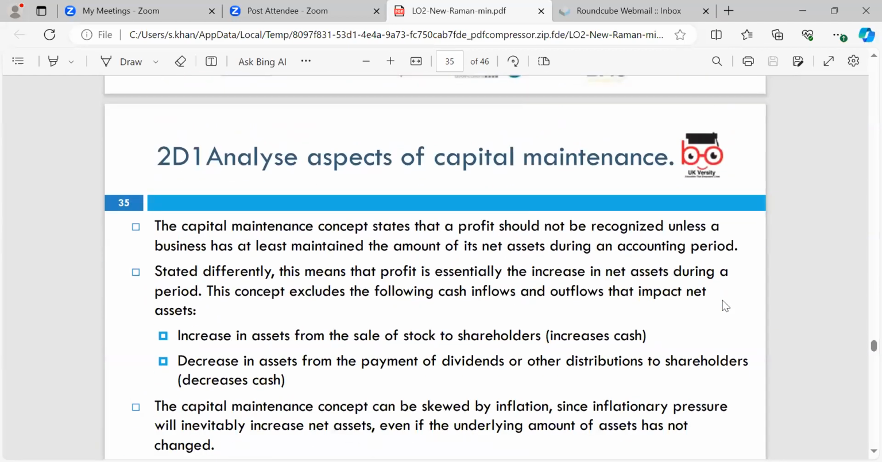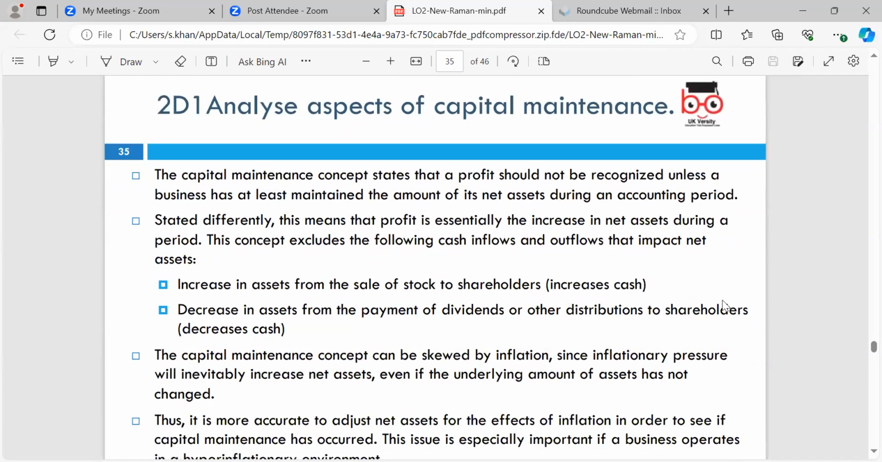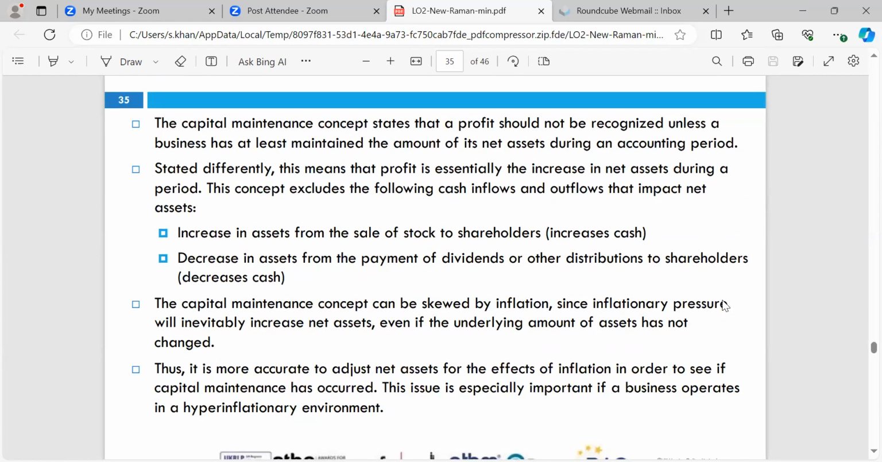2D1, analyse aspects of capital maintenance. The capital maintenance concept, I think, states that a profit should not be recognised unless a business has at least maintained the amount of its net assets during an accounting period. Stated differently, this means that profit is essentially the increase in net assets during a period. This concept excludes the following cash inflows and outflows that impact net assets. Firstly, increase in assets from sale of stock to shareholders increases cash; decreases in assets from the payment of dividends or distribution to shareholders decreases cash.